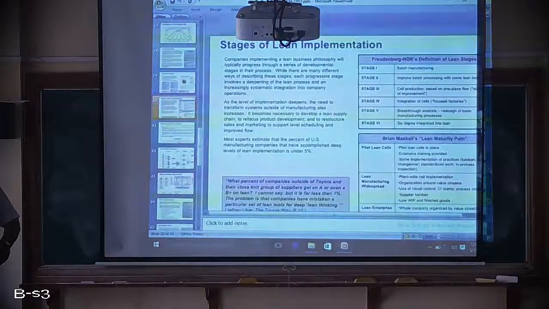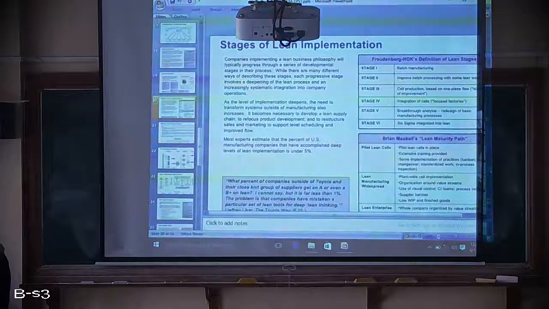Okay, I think I also told you long back about the stages of implementation. Just for summarizing it, I'm going to say here. First stage, benchmarking. Second, improve batch processing with some lean tools. Third stage, cell production based on one-piece flow. And fourth stage, integration of cells. Fifth, breakthrough analysis, redesign of basic manufacturing process. Sixth, Six Sigma integrated into lean. Okay, these are the lean stages. And of course, they change as per the textbooks and as per the principles of writers and all.